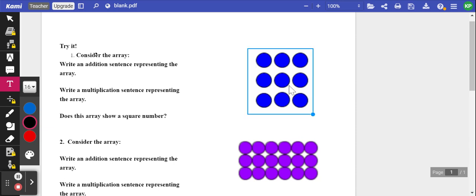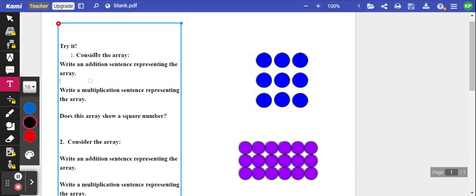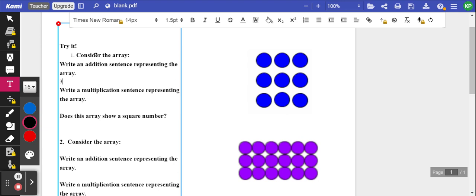So we've got 3 plus 3 more plus 3 more. So we would just write that out as a sentence. So we would have 3 plus 3 plus 3. Oops, we want a plus sign there. Plus 3 equals 9. Okay, so 3 plus 3 plus 3 equals 9.